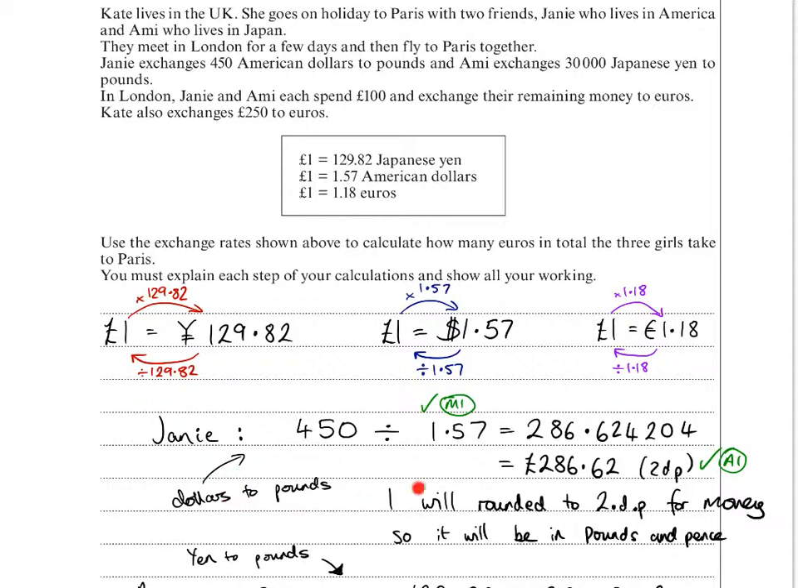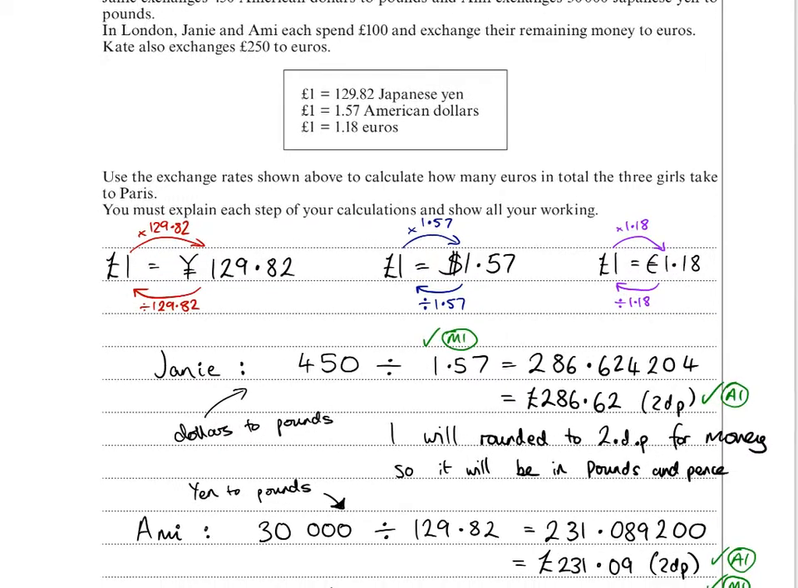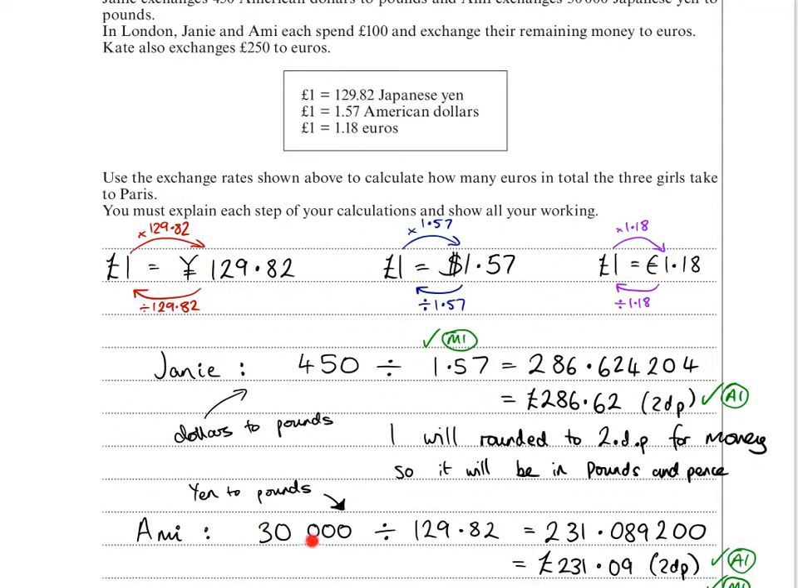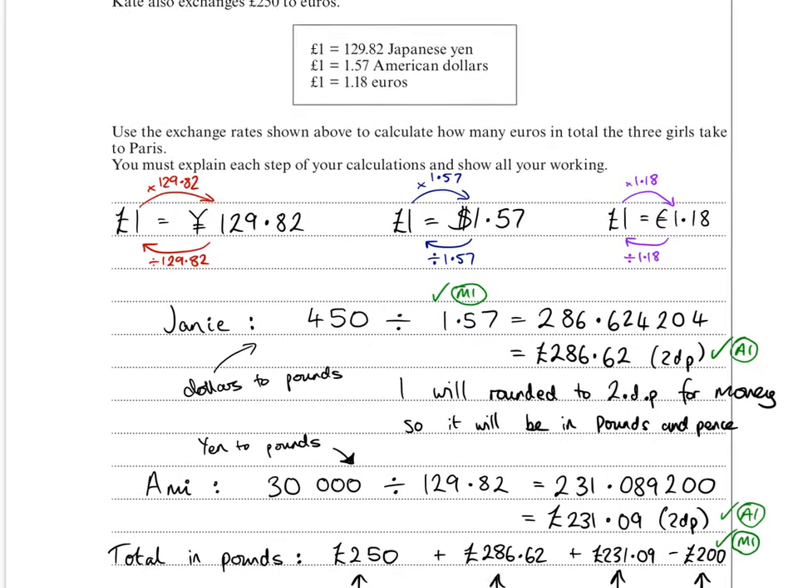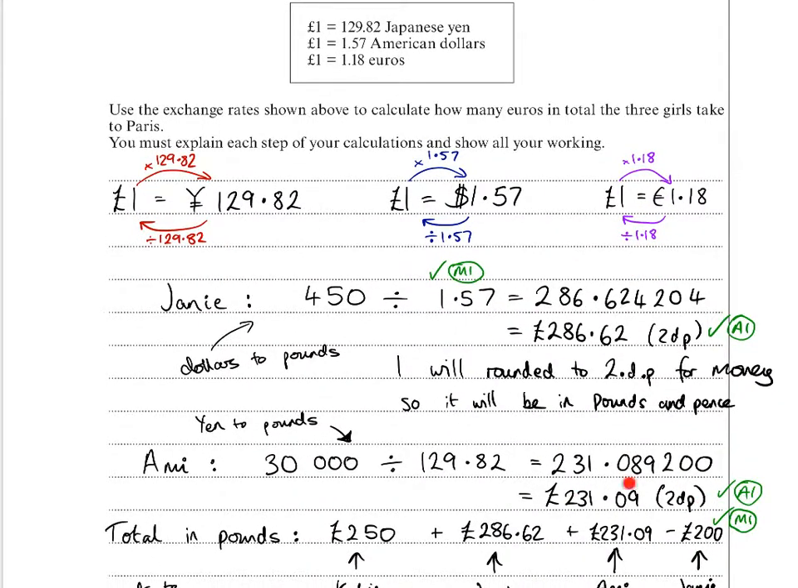The next thing I did was I changed Amy's money, so she had 30,000 yen. She turned that into pounds. So again, I divided by that exchange rate. That gave this horrible long number, which I then rounded to that, and again to 2 decimal places. Well done. Walking around, the amount of you that rounded that correctly to 09 instead of 08 was brilliant.